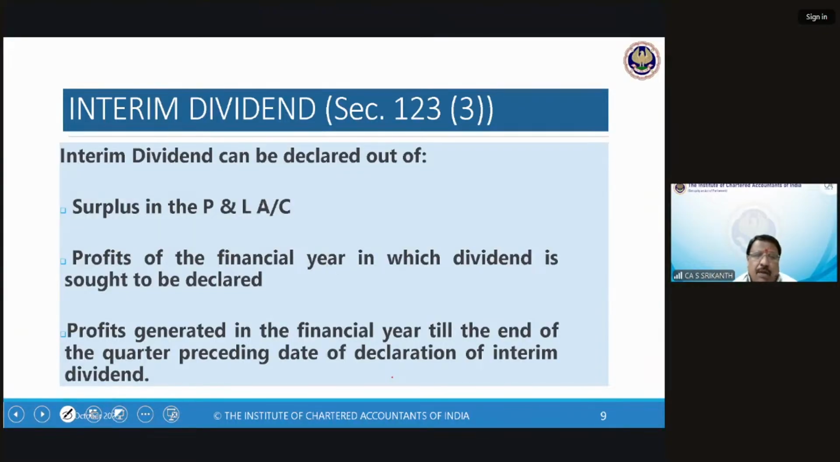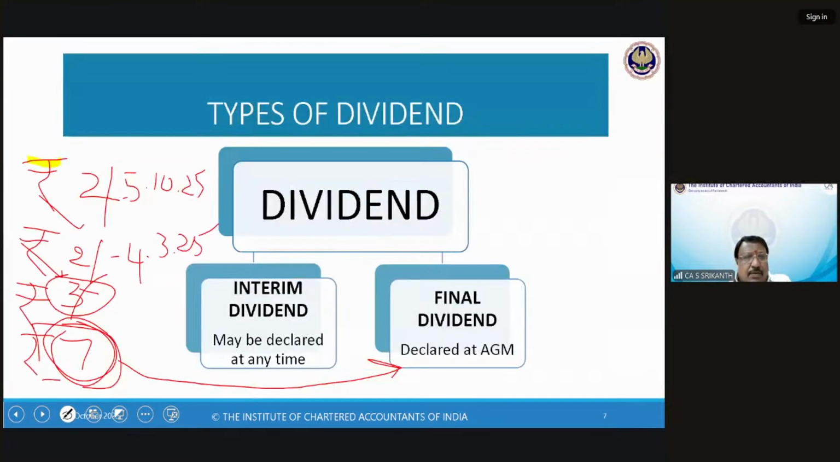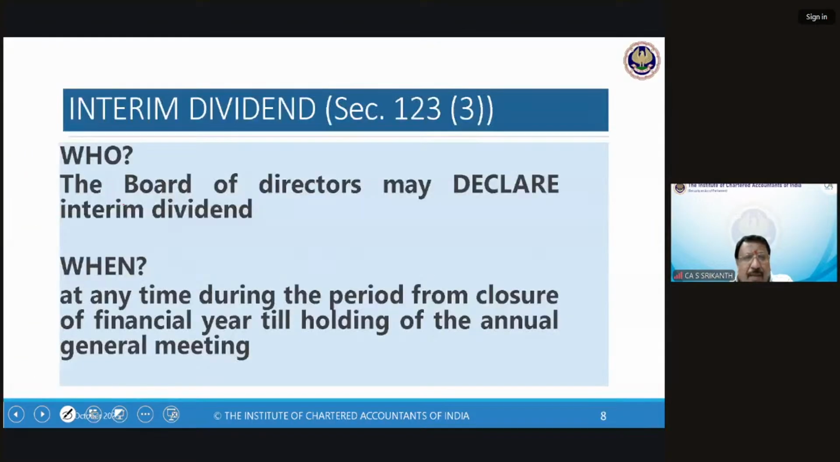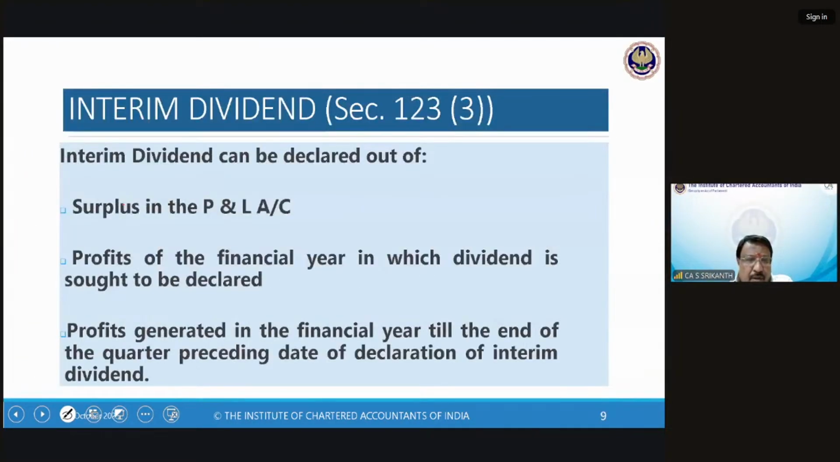Perception. Profits generated in the financial year till the end of the quarter preceding the date of declaration of interim dividend. Friends, look at this. We are declaring on 5/10. So I can take the profits up to 30th September, the end of the quarter preceding the date of declaration of interim dividend. You got it? So 1/4/2025 to 30/9/2025, profits of that financial year I can take.